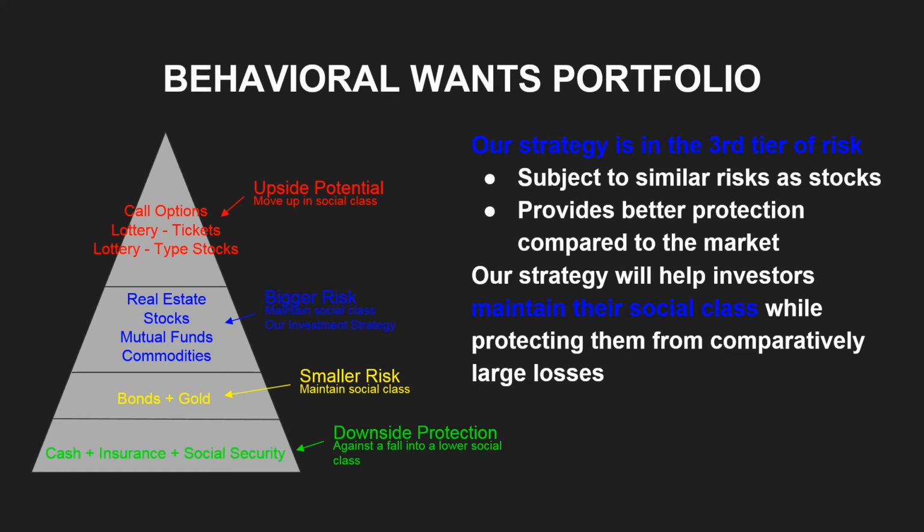less risky compared to the higher third tier containing real estate, stocks, mutual funds, and commodities, and the higher fourth tier comprised of the riskiest call options, lottery tickets, and lottery-type stocks. Investing in the fourth tier is associated with goals to move up in social class, but may result in large losses. Since our investment strategy deals with stocks, it resides in the third tier of assets where investors are looking to maintain their social class.